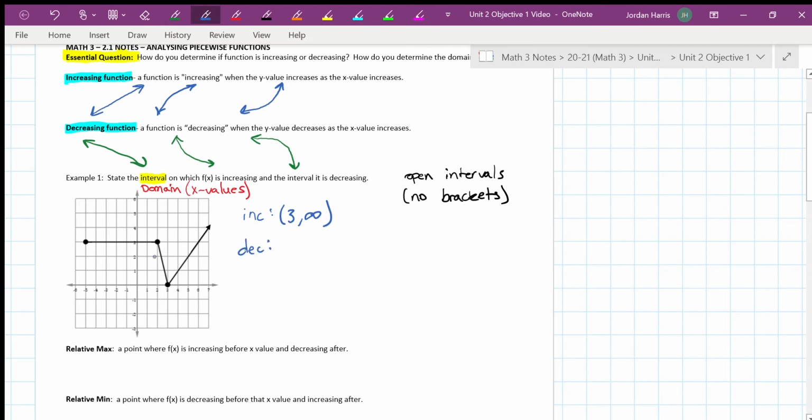Decreasing. So we already said where it's going down is right here. So that's from 2 to 3. Notice I'm using the x values to describe it. So from 2 to 3. The increasing was from 3 on to infinity because it's going right forever.